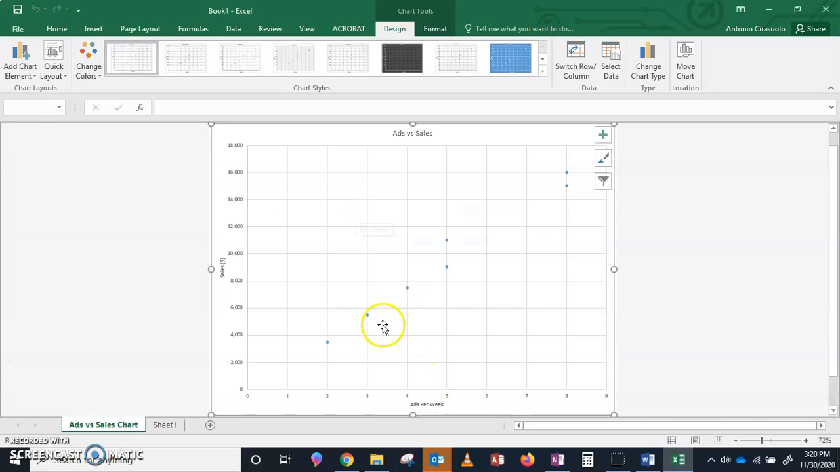And hit enter. And there we go. So now we have our scatter plot put together. We'll come back to this in a minute. So next, let's go and answer some more questions.